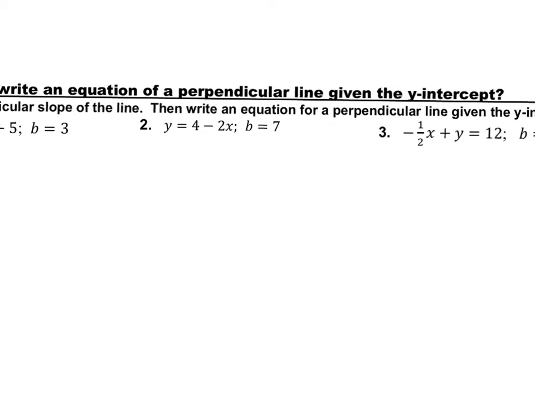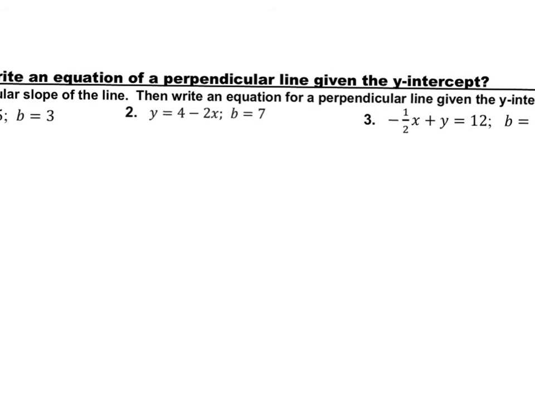All right, number 2, we have y is equal to 4 minus 2x, and we want a y-intercept of 7. So first of all, we're going to write an equation for the perpendicular line to this line right here. So we need to identify the slope. Our slope of this line right here is -2.